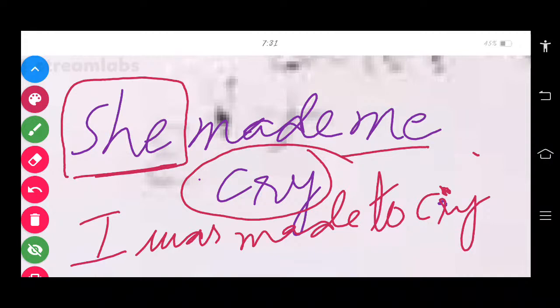But when it is used along with to, it changes from bare infinitive or direct infinitive to to infinitive. In an active sentence, if there is a direct infinitive, in the passive it must be a to infinitive. This is the rule, you must understand it.